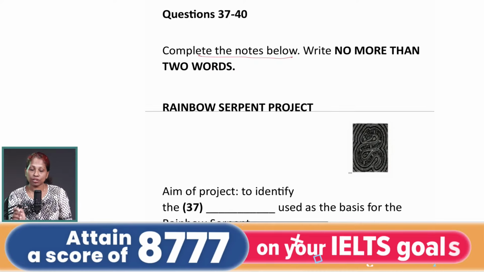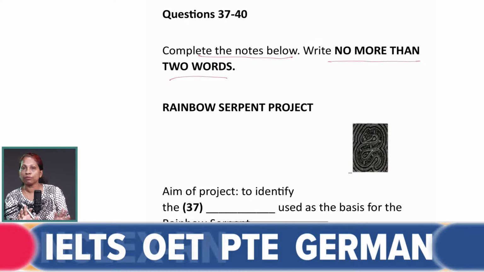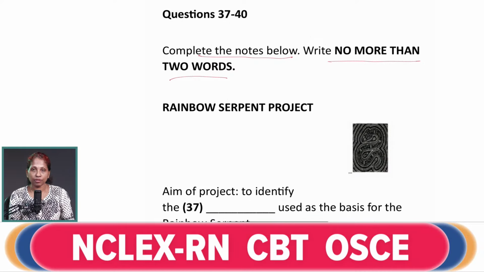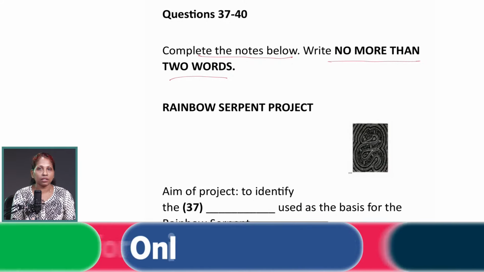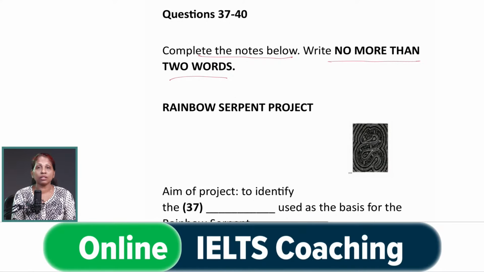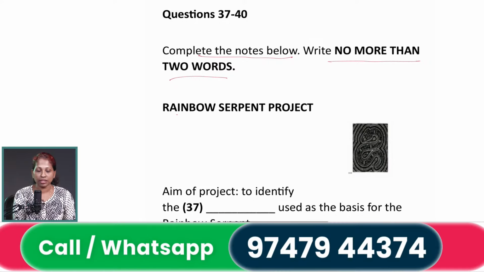Write no more than, the instruction says write no more than 2 words. So your answer should be either 1 word or 2 words, not more than that. And then they have given a title, it is about rainbow. Every note will have a title. Then they will also have subtitles. Okay, this is the main title, it is about the rainbow serpent project.